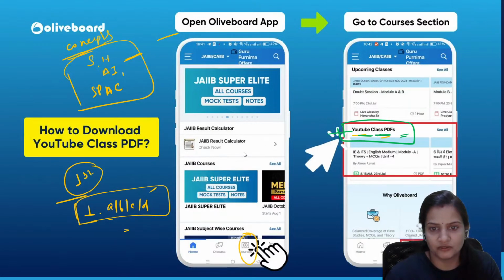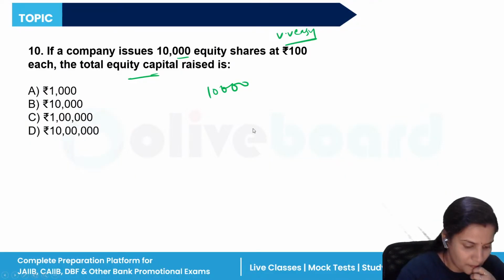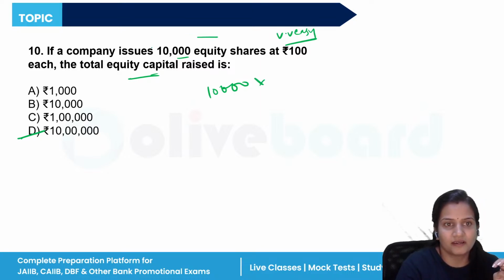Okay, now let's move to the question. Both of you have given the correct answer. Simply, how many equity shares are there? The company issues 10,000, and the rate of one equity share is 100. So 10,000 into 100, you will get 10 lakh rupees.